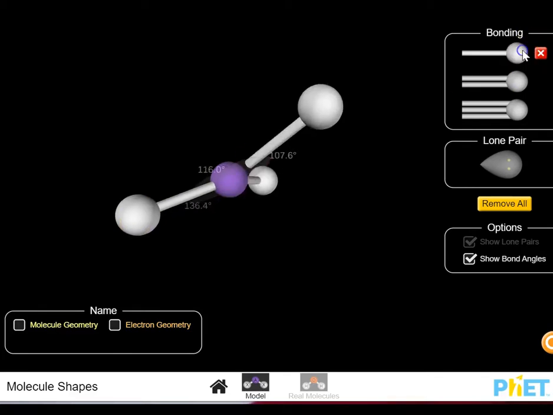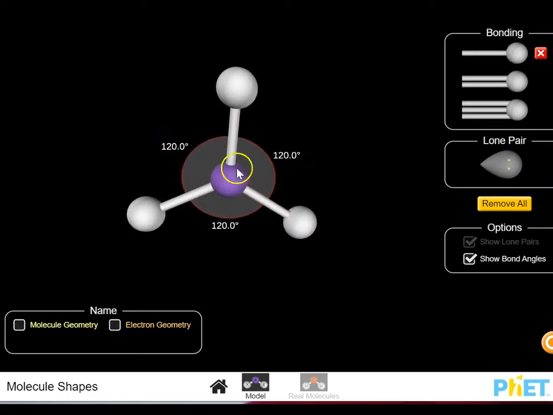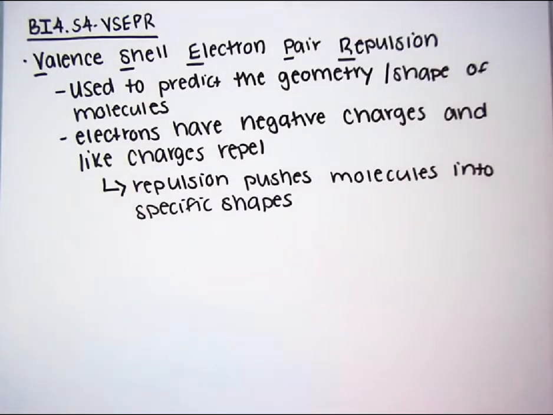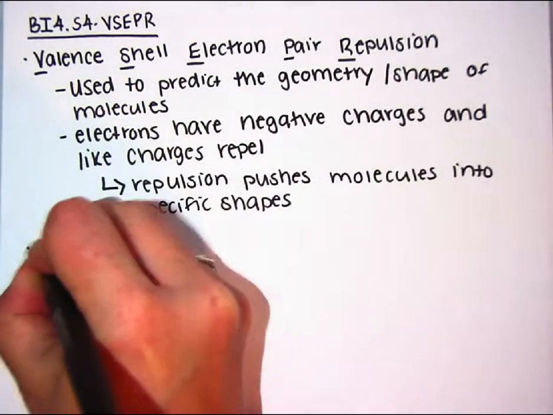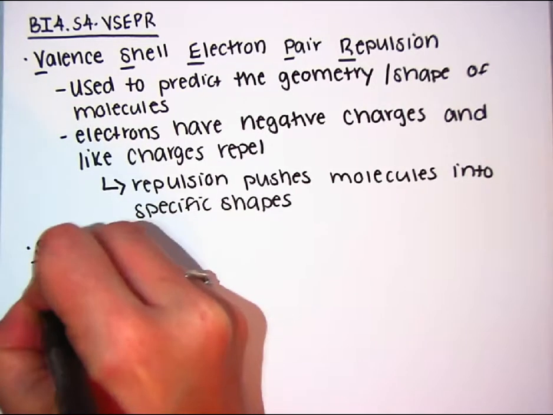If I were to add another atom, notice that now they are each 120 degrees apart. Again, they are going to repel. That repulsion is going to push this molecule into a different shape. It is adopting a different shape to minimize the repulsion. So how do we figure out what shape it's going to form? We'll go through the steps.